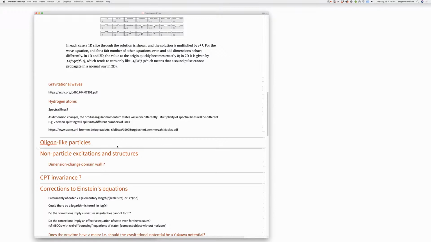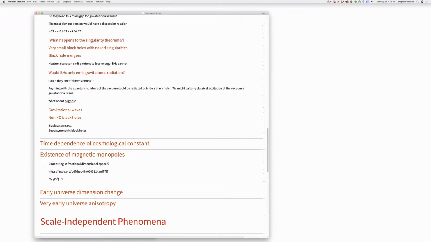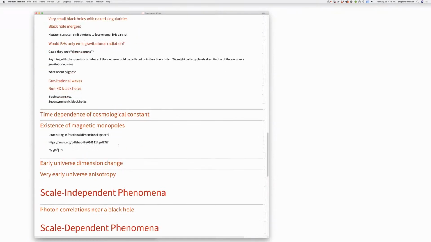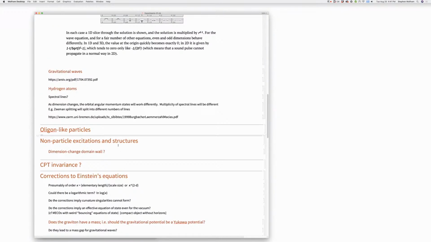All right, we didn't talk about oligons and oligon decoupling in the early universe and so on. Look, the main point here is there's all kinds of stuff. There's a big long list here, and I think we've only surfaced about 20% of what there is. The things that will be of most interest are the things which are scale independent, and I bet there are more. I bet there are things that are sensitive to the relationship between branchial space and physical space.